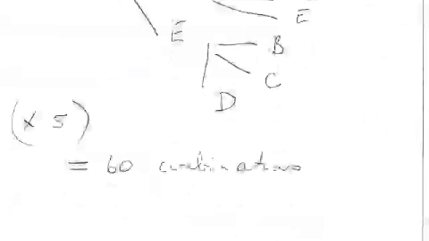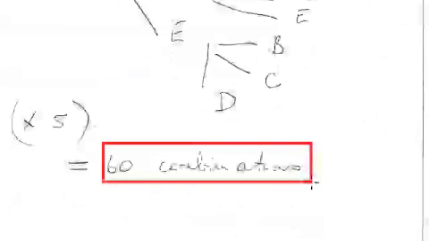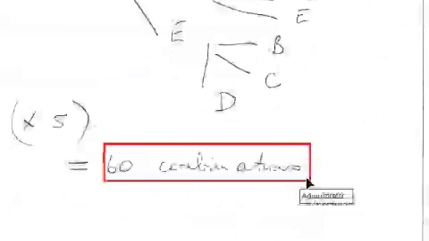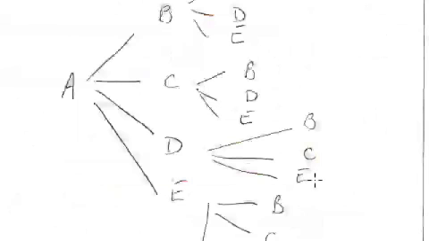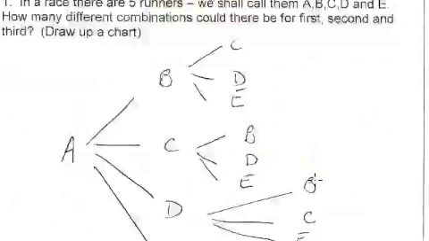Now we're not so much interested in, me anyway, as your teacher, am not so much interested in the answer. The answer is 60 combinations. And you'll get a mark for the answer, but you won't get all 4 marks if you just simply write down the answer.